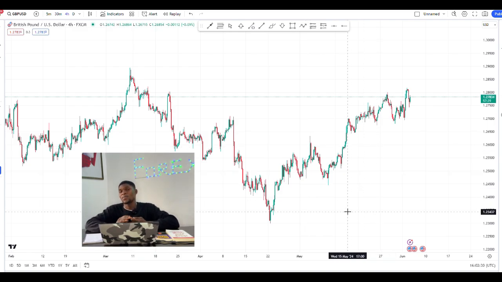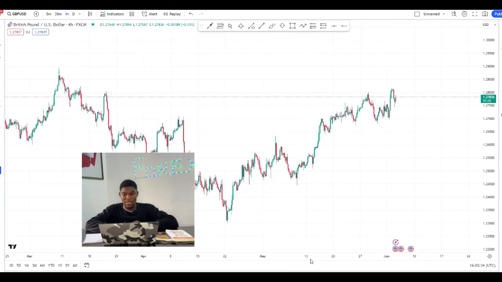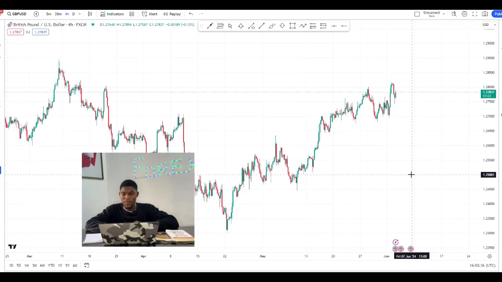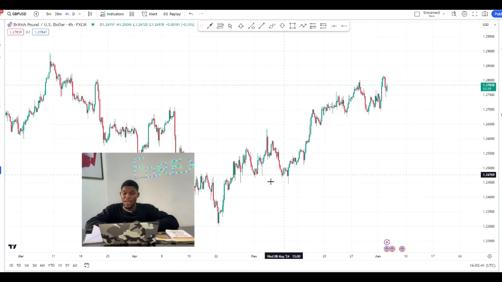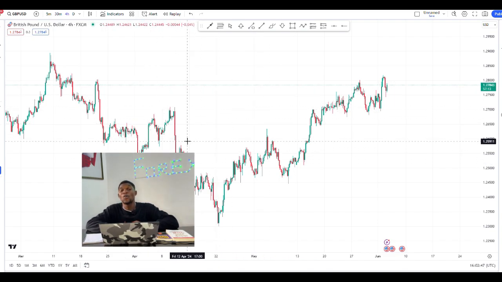When we're talking about market structure, we're basically looking at a higher high and what? A higher low. Or if it's going to be in a downtrend, we're looking at what? Lower highs and lower lows. Now, there are differences I want you guys to understand when trading the forex market.